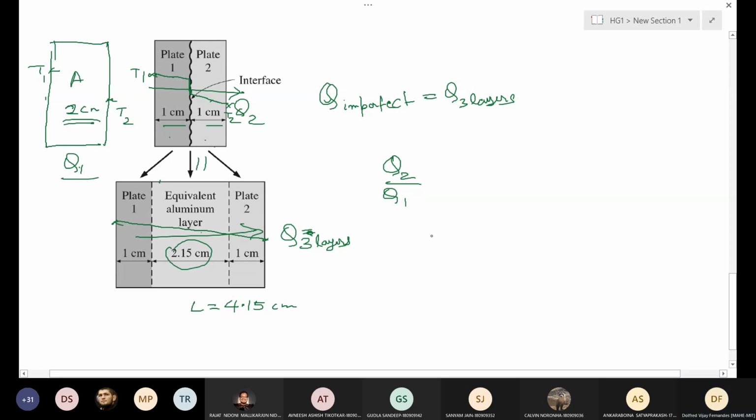So you just take the ratio, then 1 by resistance. So Q will decrease when the resistance increases. Okay. So Q2 will be less than Q1. So it will be 2 by 4.15, around 48% of the Q1. Okay, Q2 will be 0.48 times Q1. Check it.